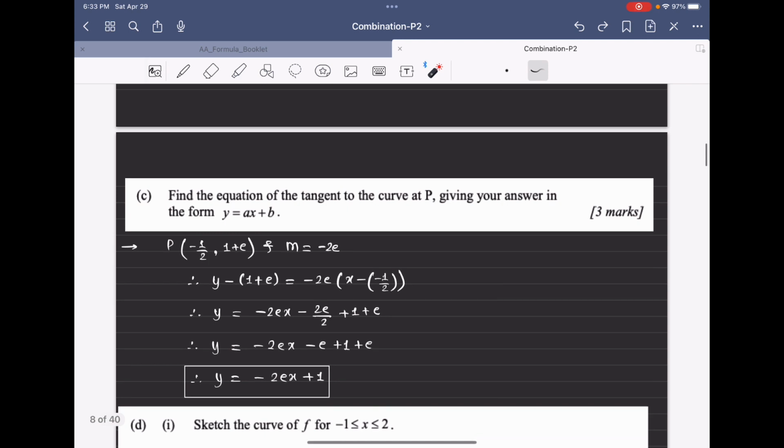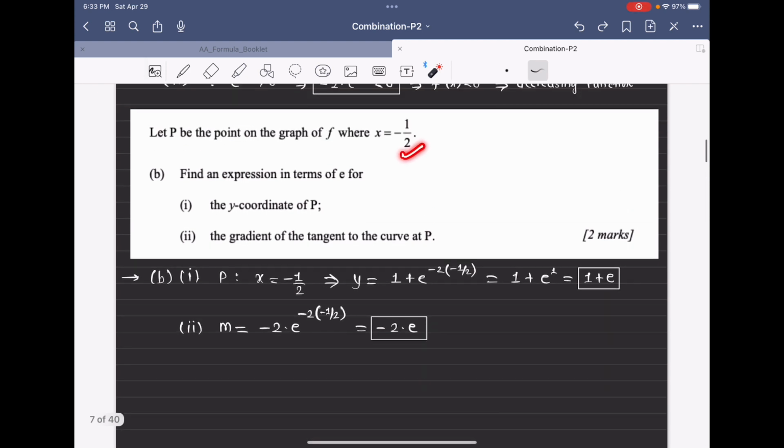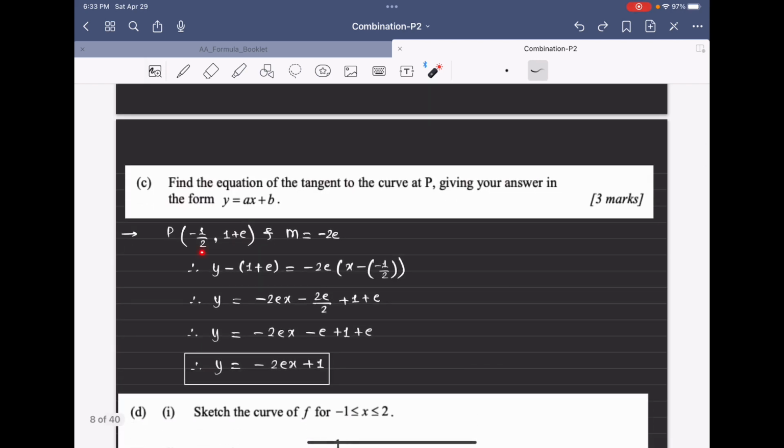C part. Find the equation of the tangent to the curve at P, giving your answer in the form y is equal to ax plus b. We know P's x value is minus 1 by 2. We found out the y value is 1 plus e. We found out at P the gradient is minus 2e. So I know the x value, that is x1. I know the y value, that is y1. I know the gradient, that is m.